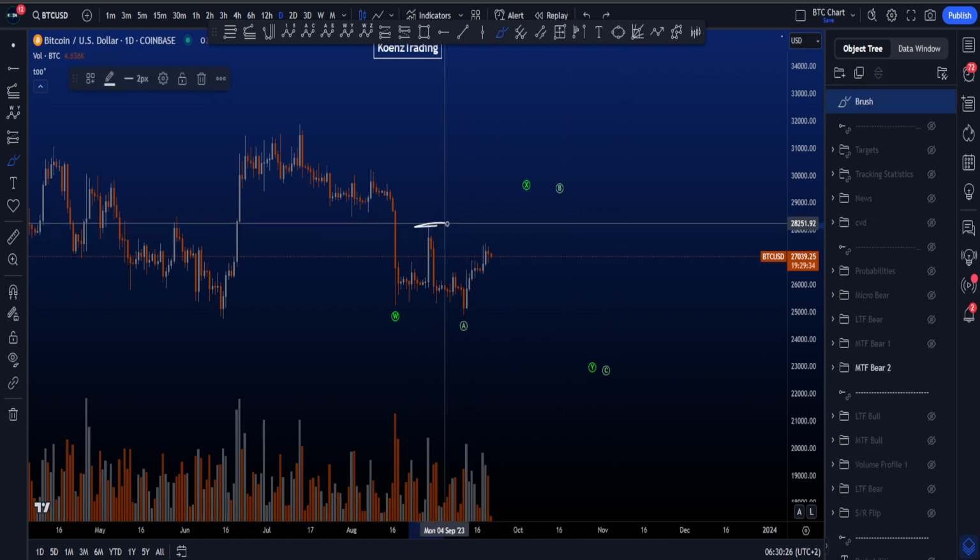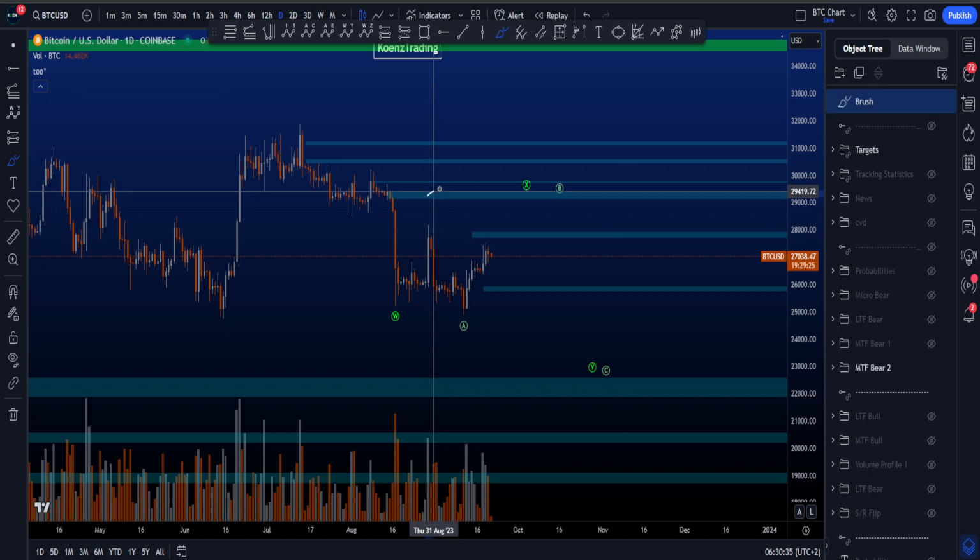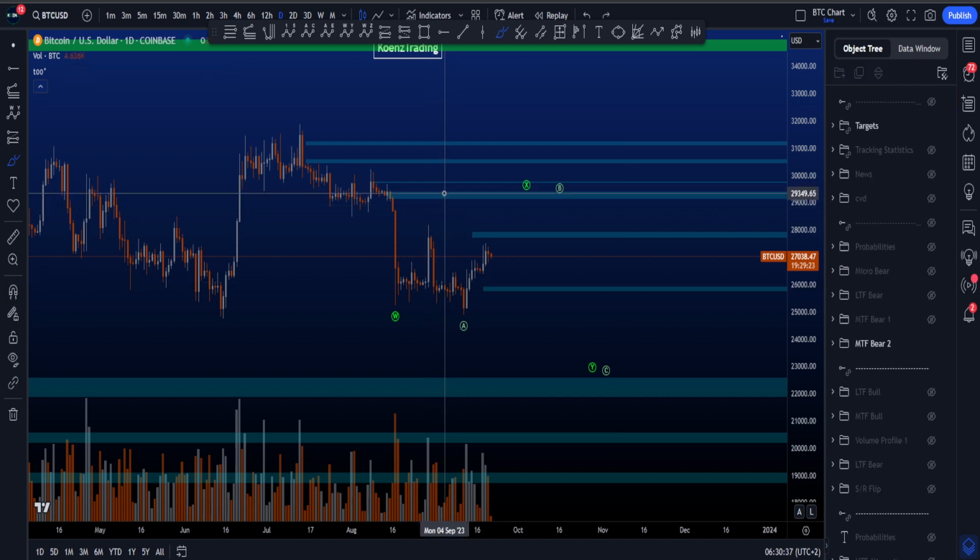In this scenario, you would expect this high to be taken over here at 28.1k and also to fill the rest of the inefficiency to at least reach the order block that we have over here where we have some additional resistance around 29.3, 29.4k.